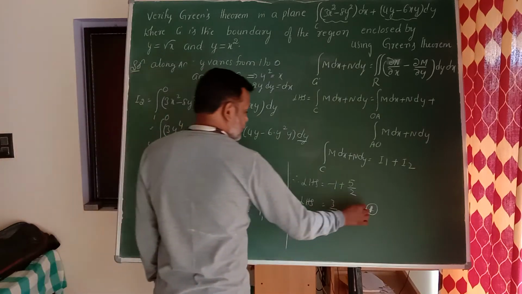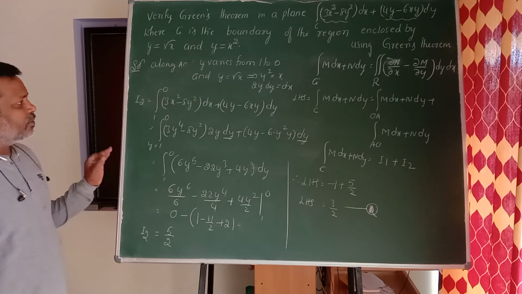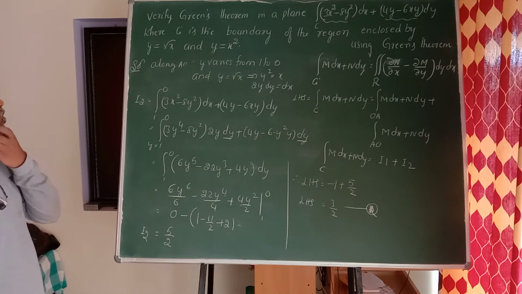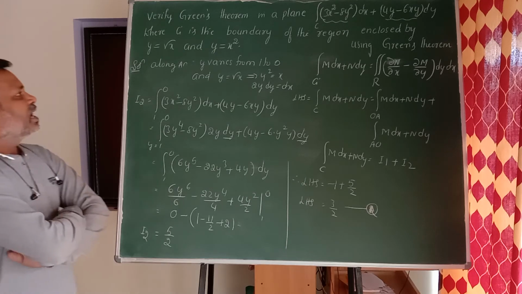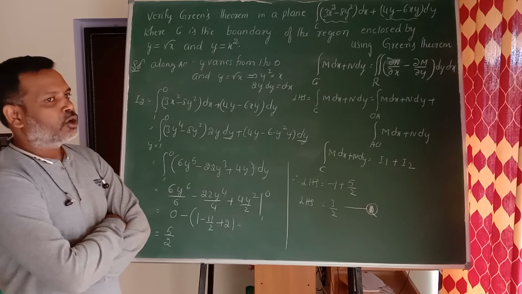Or you can take this one as equation number 2. That's it. Okay, after getting LHS, now it is a way to find out the RHS. Once again, I will recall it. So, first identify M and N. Find out dou M by dou Y and dou N by dou X.